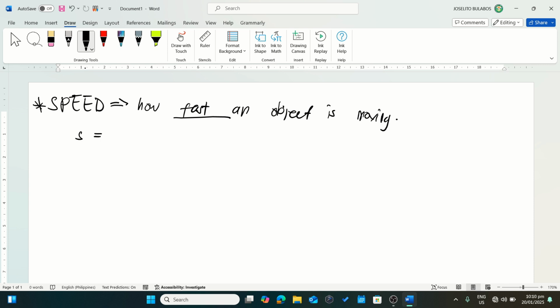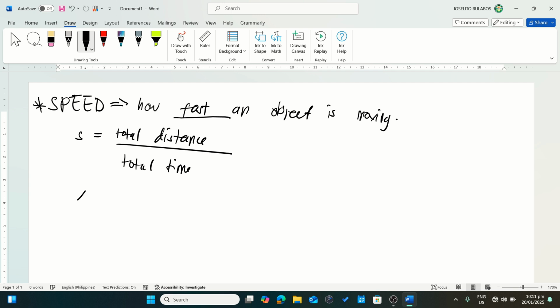S for the speed, that is equivalent to the total distance divided by the total time, and this is what we call the average speed.